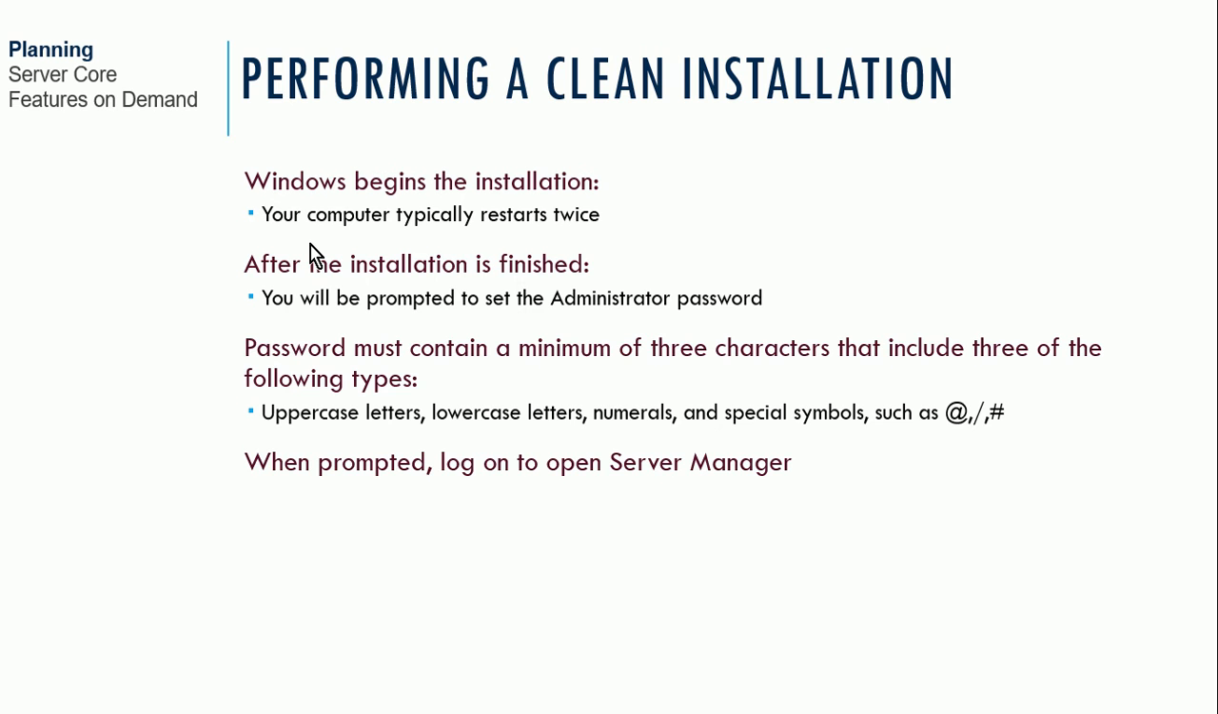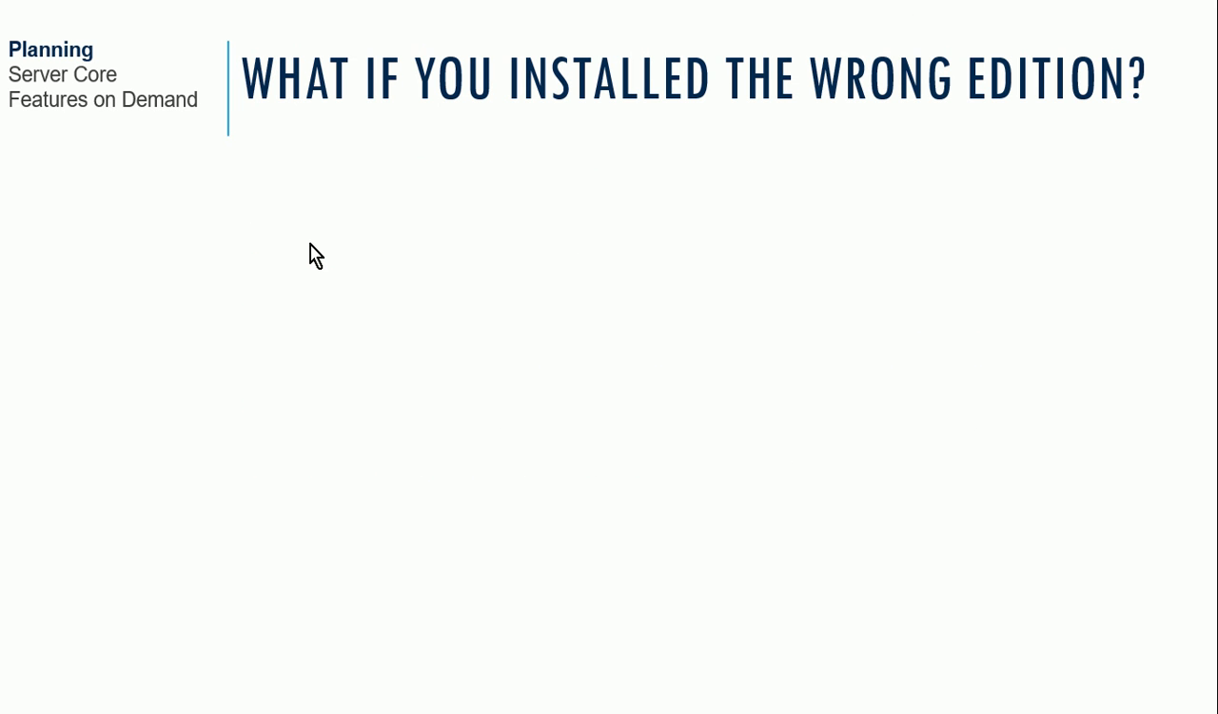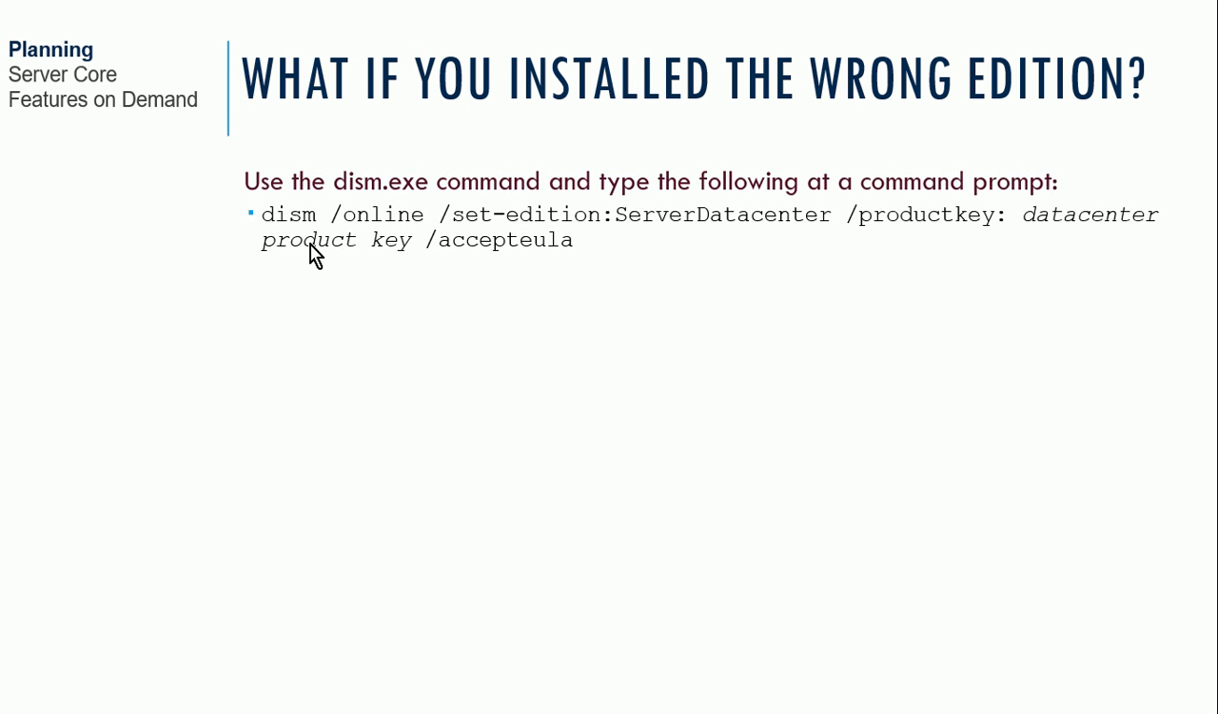When you're prompted, you're going to log in to open the server manager, and that's going to allow you to complete all of the rest of the configuration tasks. So at this point, you would be able to complete the configuration of your server using the server manager. But what if you installed the wrong edition? There is a command you can use to modify the edition. So you could switch to a different edition of Windows Server if you need to.